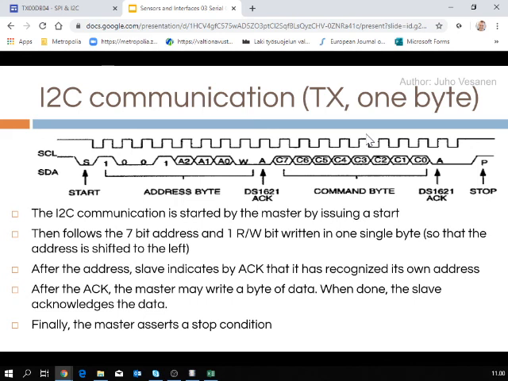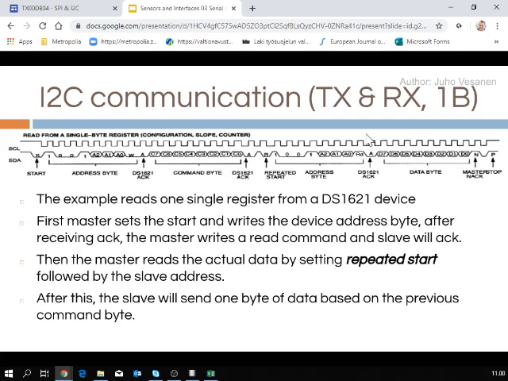That's a basic communication of 1 byte. If there's a receive and transmit in the same burst, what you would do in the middle is restart the transmission. So there's a start, address, followed by the read or write, or actually it's always write, with the command byte.